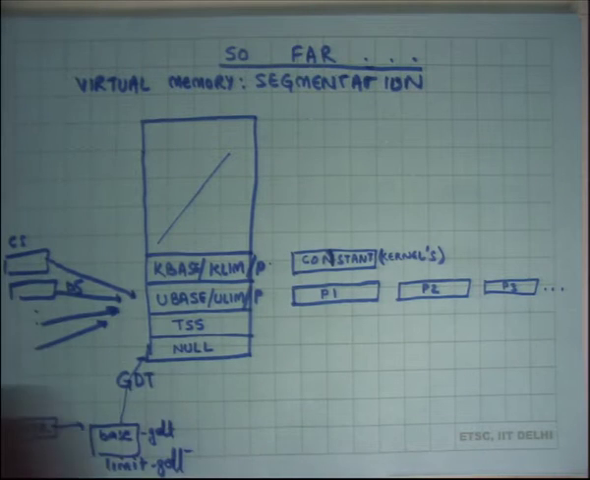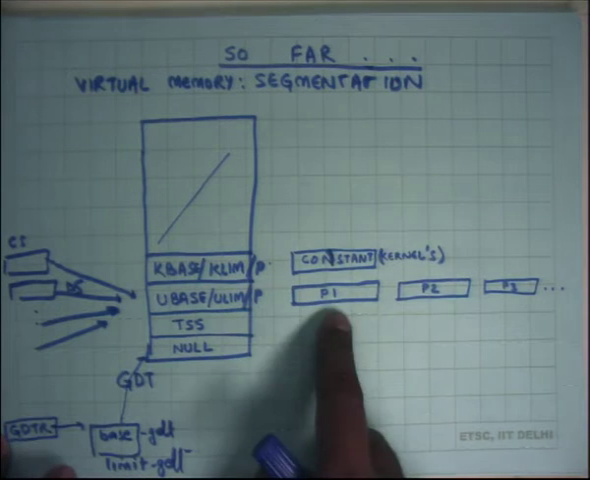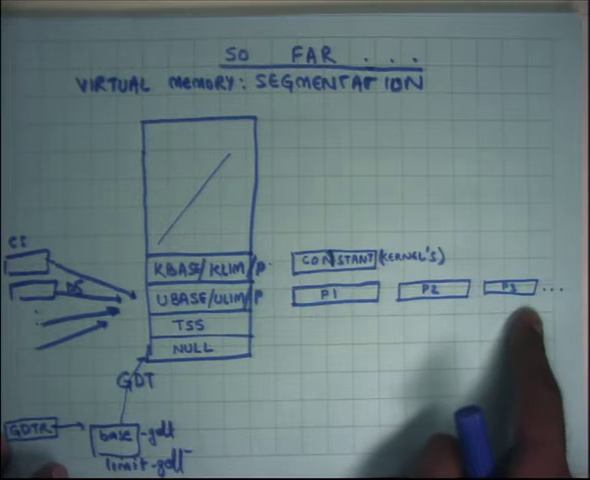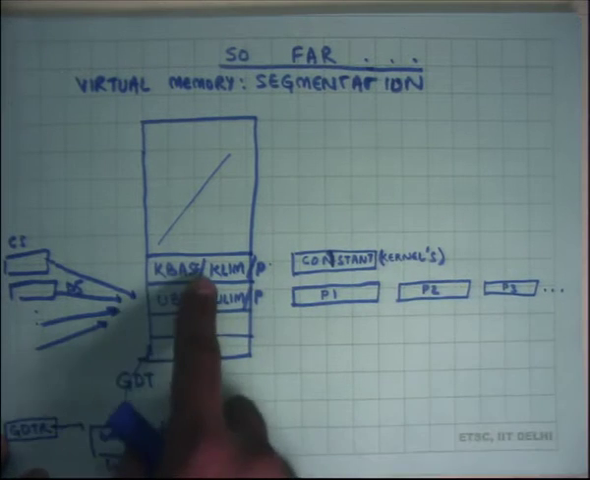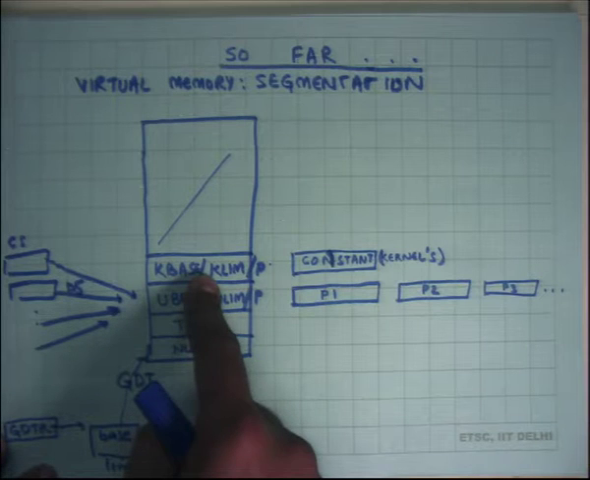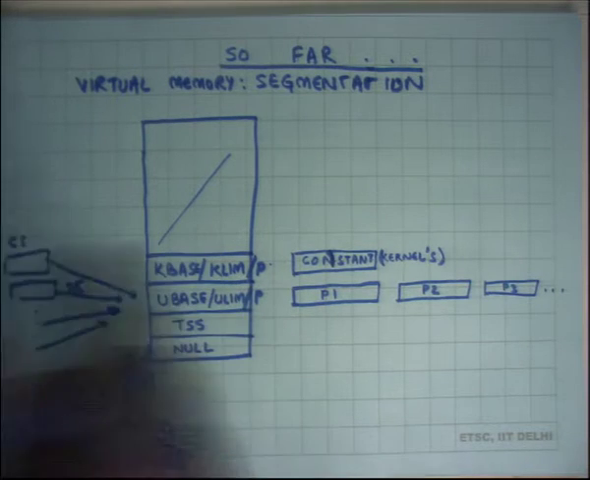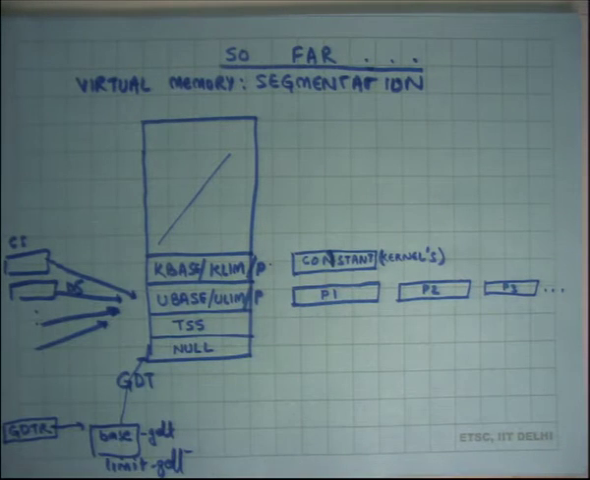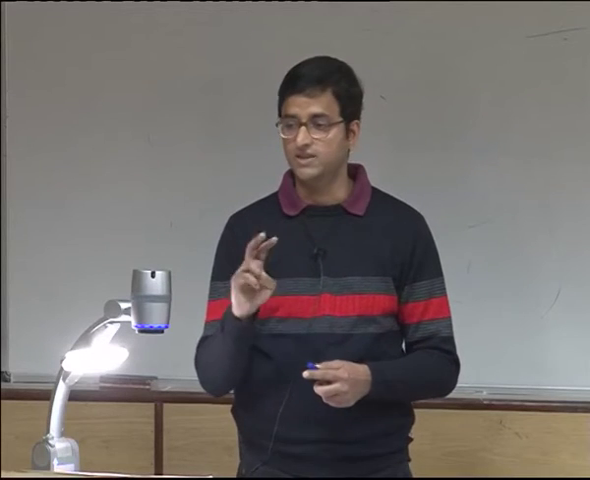Okay, another question. Are the k-base and k-limit constant for all the processes? Is that your question? Yes. The same, I mean. Yeah, so k-base and k-limit don't change on a context switch. Okay, so on a context switch, the kernel remains as it is. It's the process's address space that you are changing.